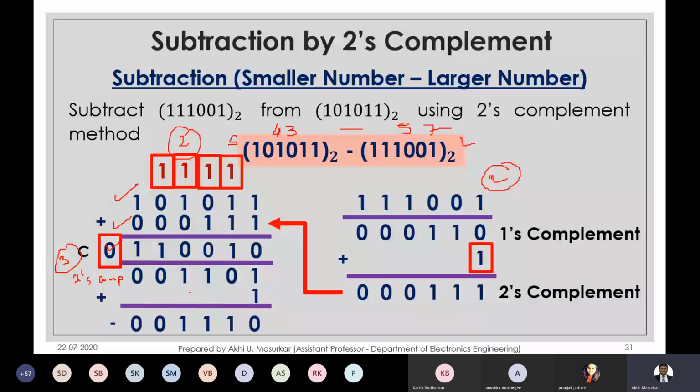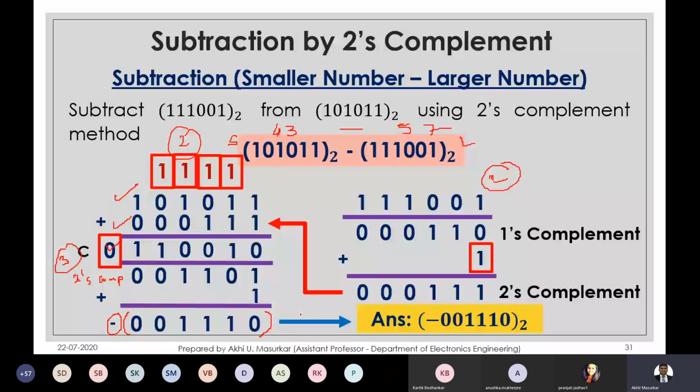But step 4 says that the result is negative. So the answer will be minus 0011110. Dhruvali, Shruti, Anushka, that's right. But your answer will be minus of whatever you have got after you consider step number 4. That is great.